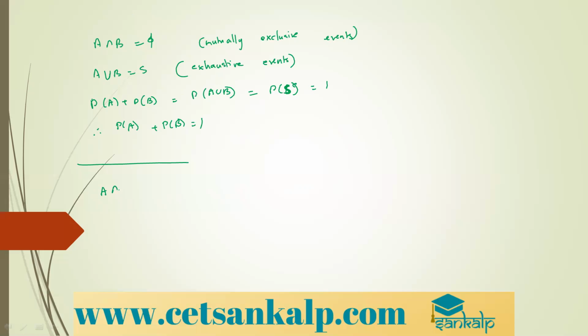Next, if A and B are mutually exclusive events, then probability of A intersection B is probability of phi, that is 0. So we can say probability of A intersection B will be 0.